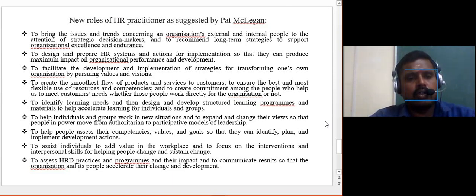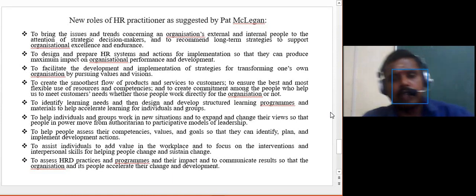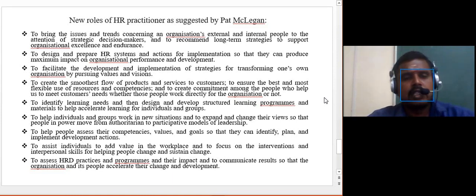And the next role played by the HR practitioner: to identify the learning needs and then design and develop structured learning programs and materials to help accelerate learning for individuals as well as groups.